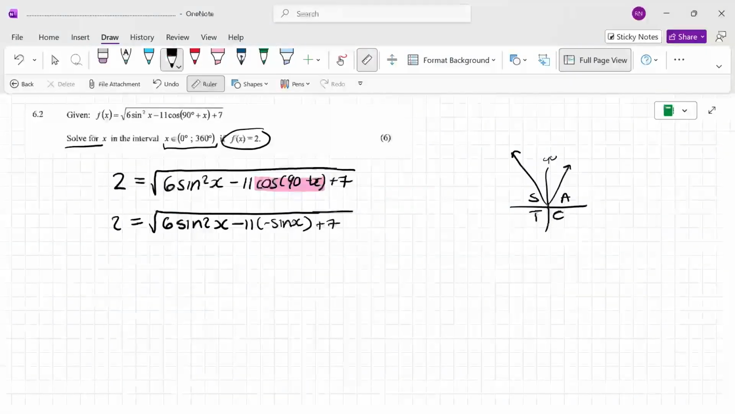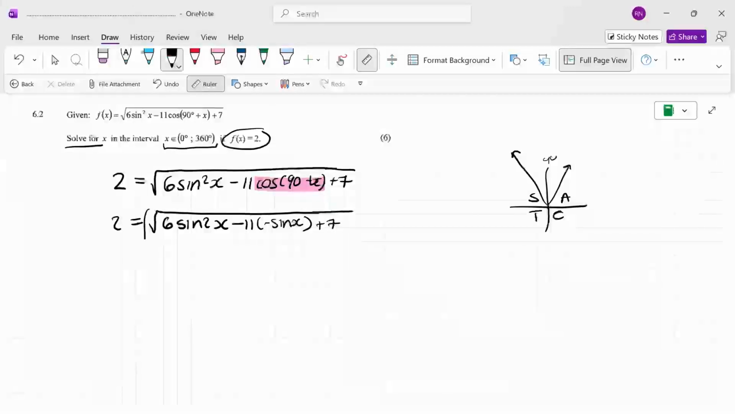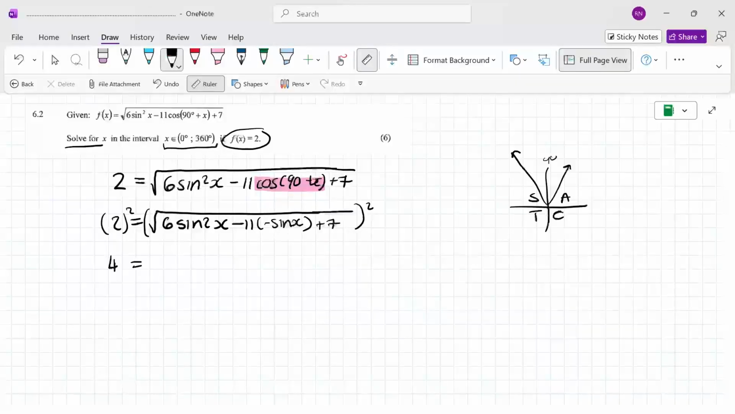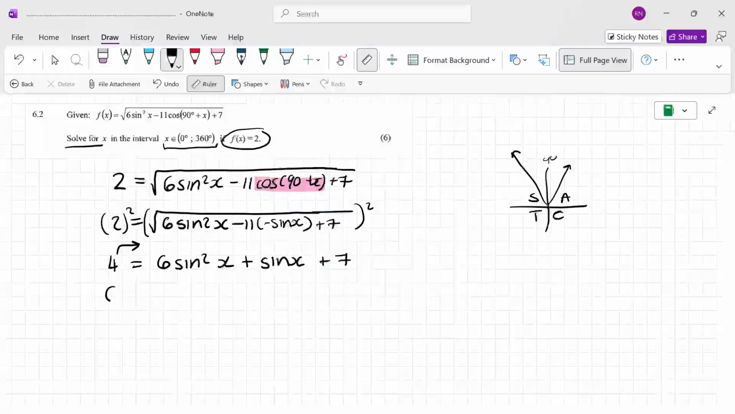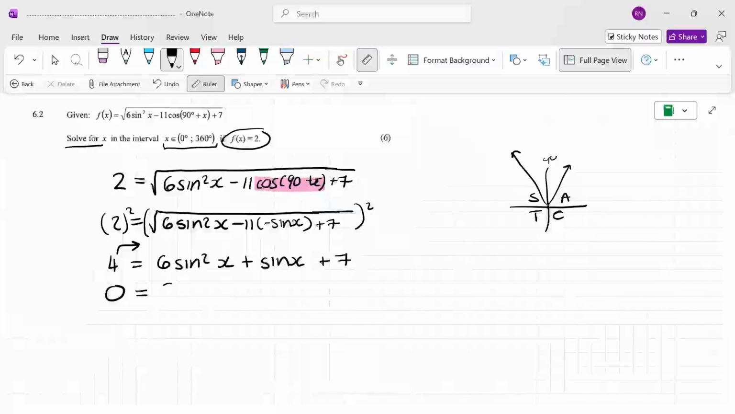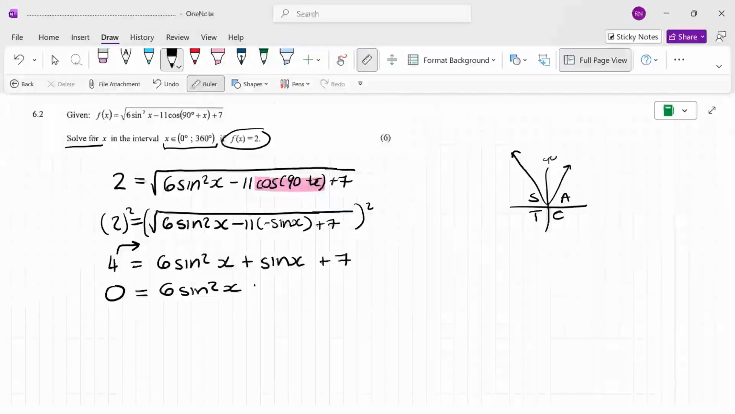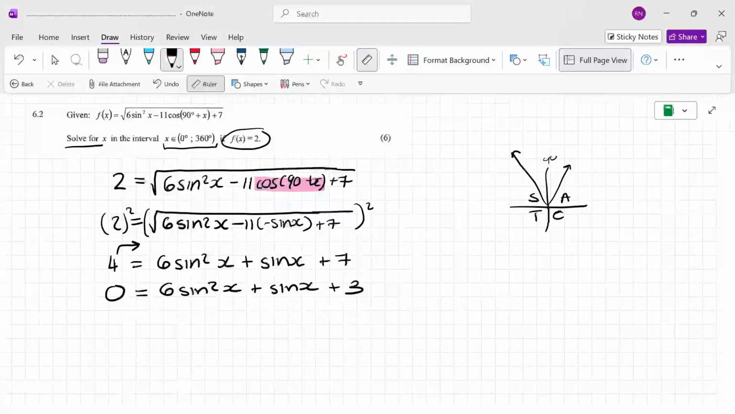Okay. Then I don't like the square root. I'm just going to square both sides. So this gives me 4 is equal to 6 sine squared x. Now I have a negative and a negative, plus sine x plus 7. Ooh, I see a trinomial forming, right? So this is a trinomial, basically. I'm going to move this 4 to that side so that we have a nice looking trinomial. Now I have 6 sine squared x plus sine x plus 7 minus 4 is going to give me 3.